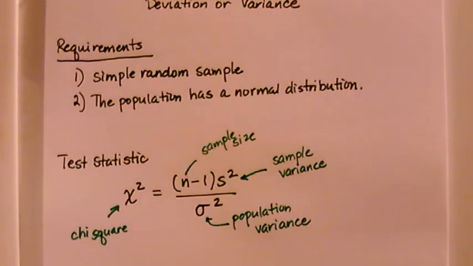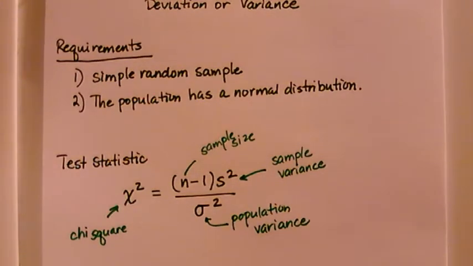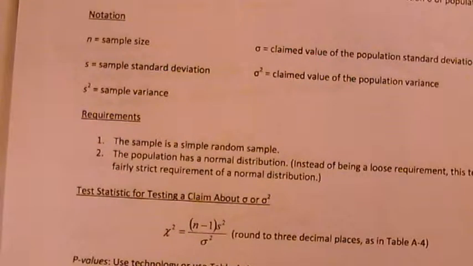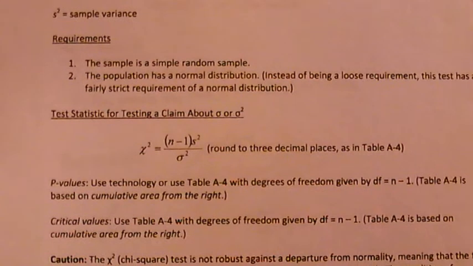Now again, you may be given just the population standard deviation, but when you find the population variance, you just take that population standard deviation and square it. Okay? So that's going to be your test statistic for testing a claim about a standard deviation or variance. I'm going to go ahead and put this up here. You can see that there's the formula.